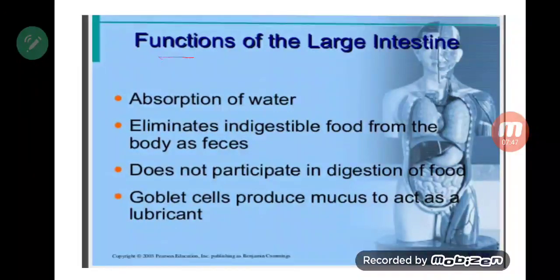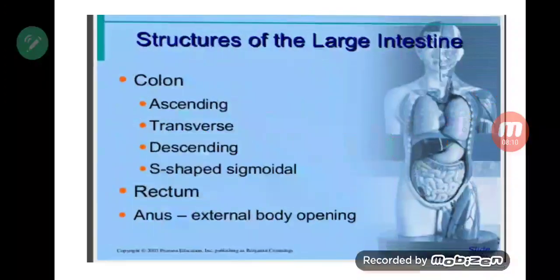The function of the large intestine: absorption of water and elimination of the indigestible food from the body as feces. This process is called defecation. As we said, we have the large intestine, colon, ascending colon, transverse colon, descending colon, and sigmoid colon. Then we go to the rectum, then the anus.